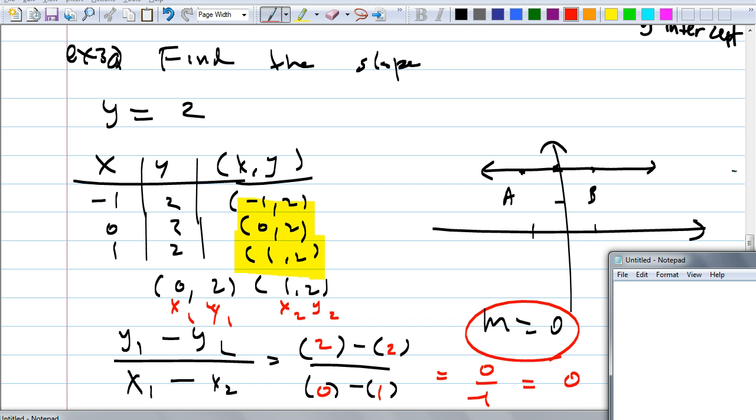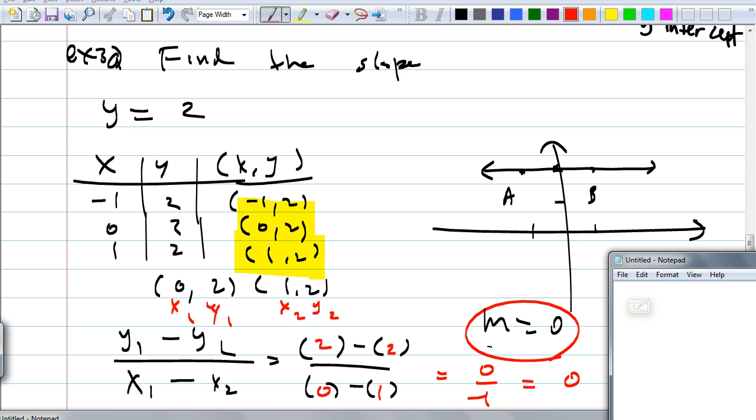So when you get a horizontal line, what do you notice about it? The slope is what? 0. Why do you think the slope is 0? Look at a horizontal line. Is there any rise when you pick 2 points? Do you go up and down? No. What is the rise of a horizontal line, guys? The rise of a horizontal line is 0. 0 over any number is 0. Therefore, the slope of a horizontal line is 0.